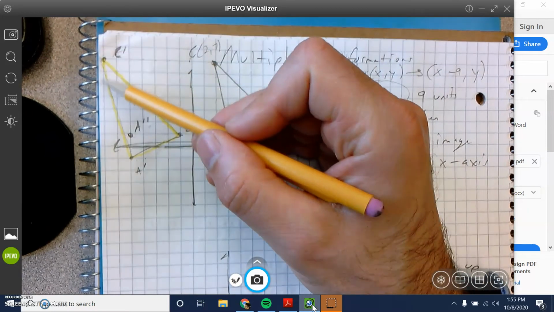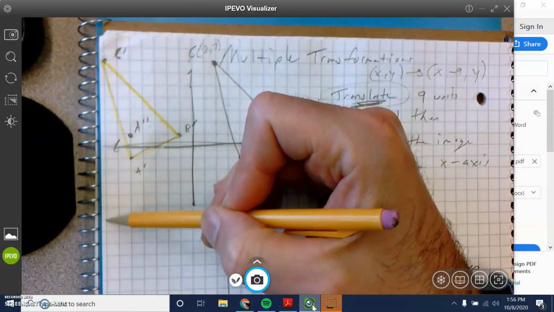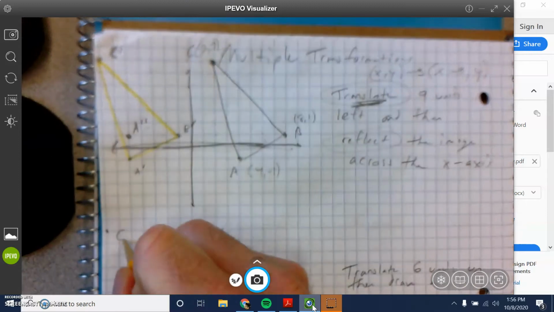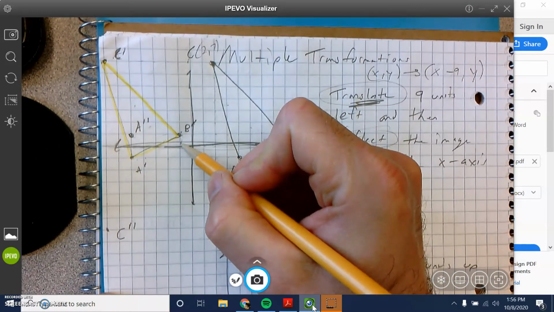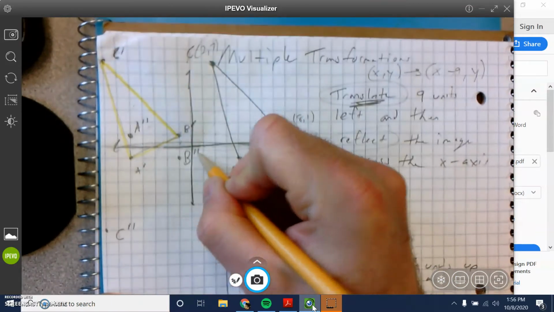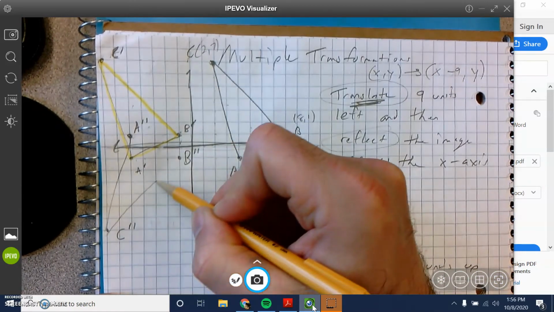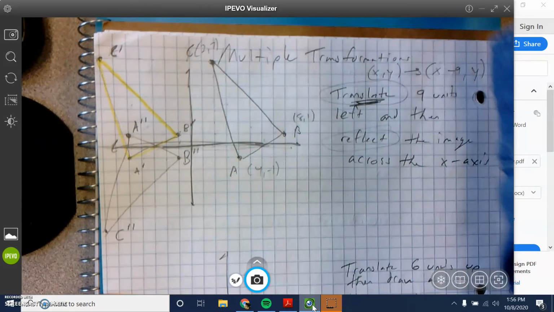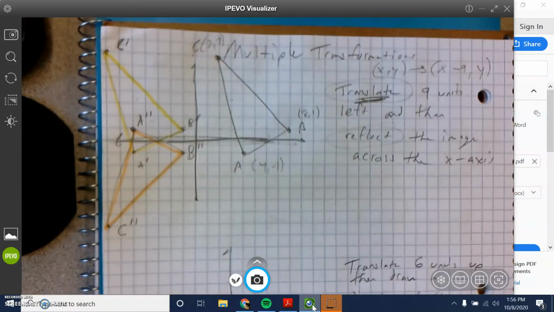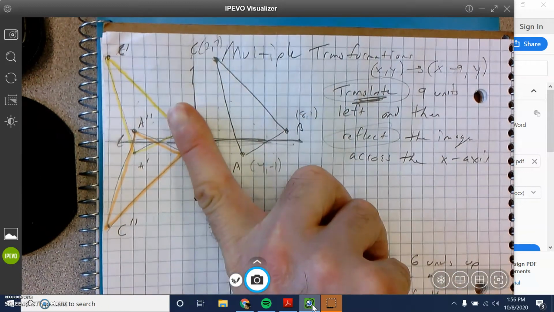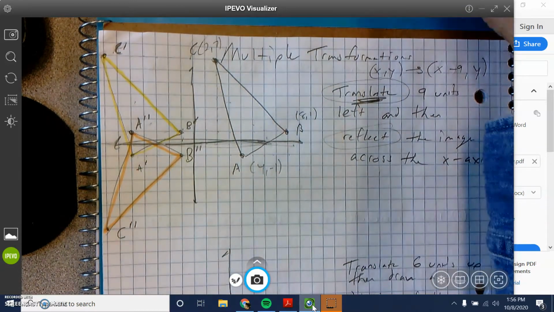So you have 1, 2, 3, 4, 5, 6, 7 to the line. 1, 2, 3, 4, 5, 6, 7. So there's going to be C double prime. Then we have 1 to the line for B, and then 1 after the line, so B double prime right there. So here we go. There we go. So there's my double prime. So I went from here, translated 9 to the left, and then I reflected across the x-axis. So that's what the double primes mean. That is my second transformation.